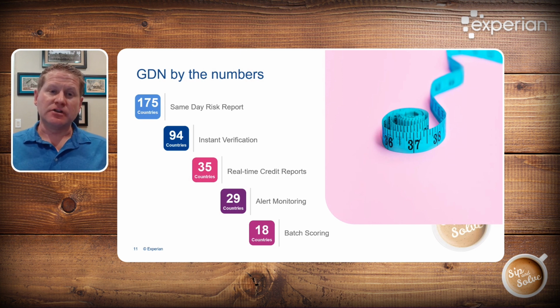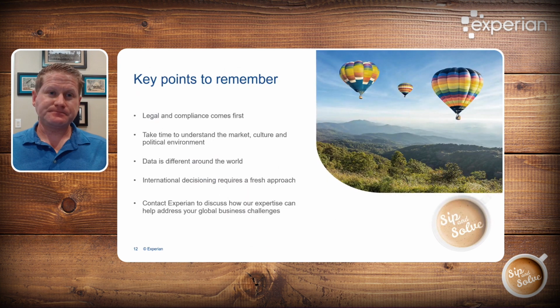29 of which offer alert monitoring, so you can be kept informed in real time of changes to risk, as well as batch scoring, where you can run your whole portfolio through periodically, whether that be monthly, quarterly, or even annually, to be able to take a look and stay on top of changes in your portfolio.